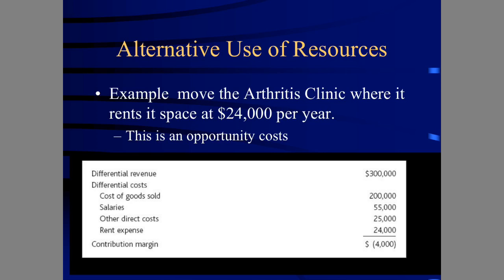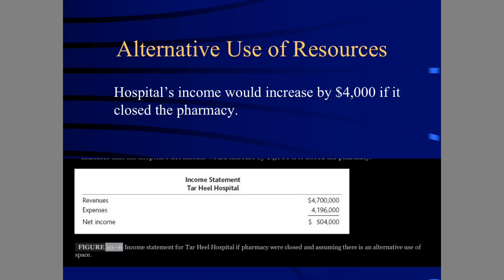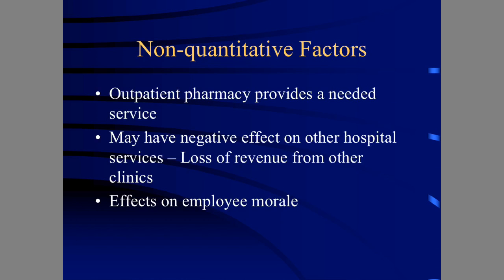However, what if they were going to put something else in there and rent the space? Maybe they're going to move the arthritis clinic into that space, and they're going to be able to collect $24,000 per year in rent. Well, this is an opportunity cost, and therefore the contribution margin is less than $4,000. If we did that, the hospital is going to see a net income of an additional $4,000 versus the $20,000 loss if they closed the pharmacy and did nothing. And so the differential analysis allows you to compare and choose.